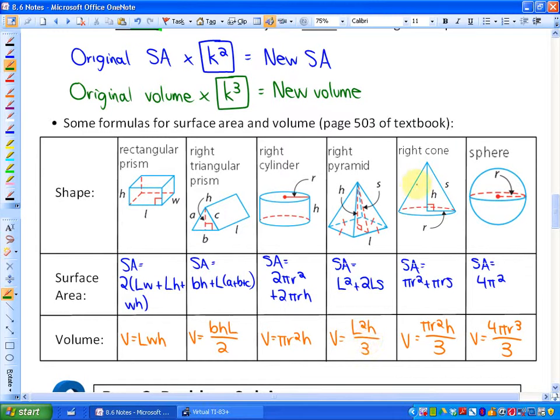And the last two: for a right cone, the surface area is equal to pi r squared plus pi times radius times side length, and the volume is pi times radius squared times height divided by 3. And finally, for a sphere, the surface area is 4 pi r squared. Something got erased here, so sorry, it should be 4 pi r squared. And the volume is 4 pi r cubed divided by 3.